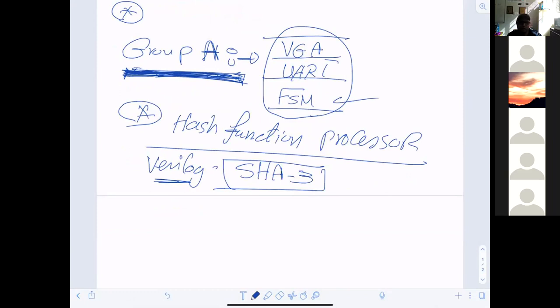Three. Is there any code for this on the internet? There is a ton of code on the internet. Do you want to build your own? That's perfectly fine. What is exactly important for me? Integration.